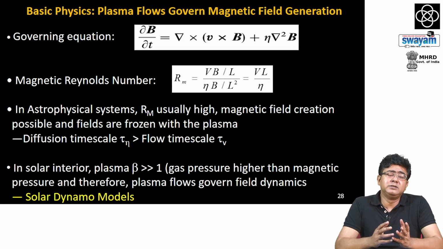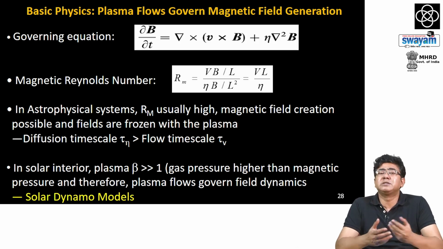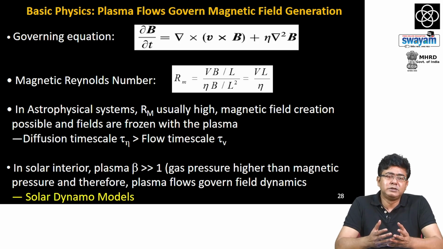In fact, one can easily show that the magnetic Reynolds number is also the ratio of the diffusion time scale to the flow time scale. If the Reynolds number is high, the diffusion time scale is also very high, implying that diffusion is very slow in such systems. This again tells you that if I create a magnetic field, it is first of all easier to create it, and then, because the diffusion time scale is very long, it is also easy to sustain these fields in large scale astrophysical systems much more effectively.